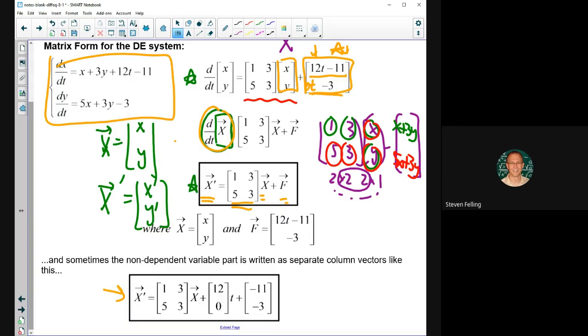So we have a matrix x prime to represent the derivatives on the left-hand side. We have a coefficient matrix times the matrix x. And then we have the right-hand side with a column for t and a column for the constants. All right? So we're going to be dealing with systems written in matrix form. One of the things we're going to cover in the homework tonight is being able to convert back and forth between the separate equations in the system and the matrix form, and vice versa.